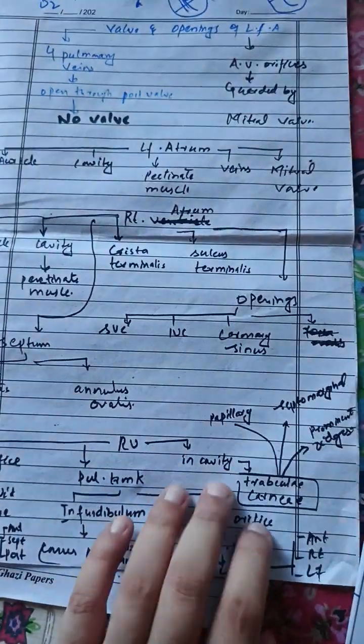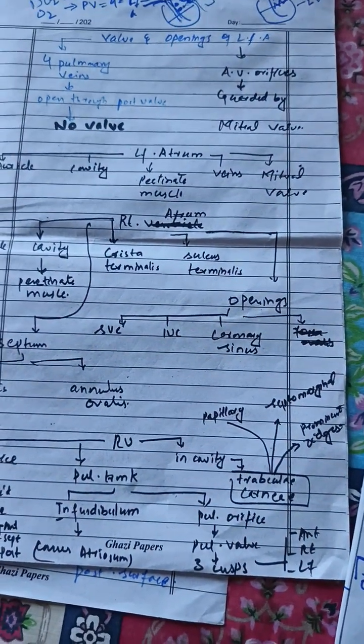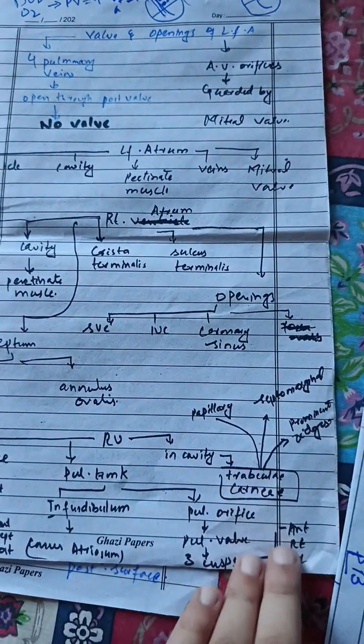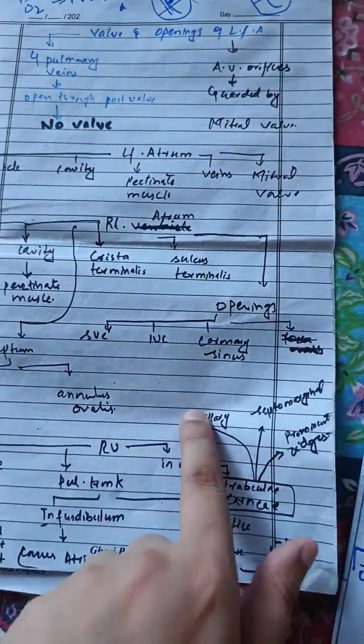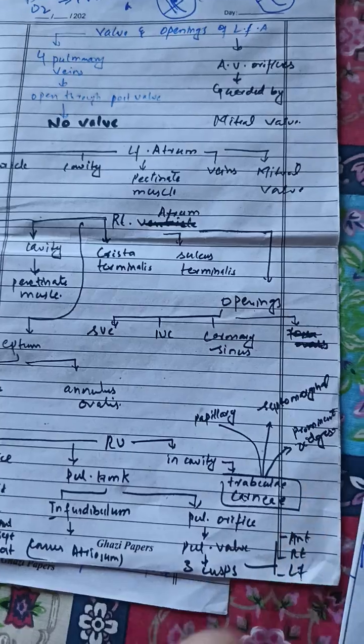And we have discussed that there are some muscle ridges in the cavity of the right ventricle, and these are called trabeculae, and these trabeculae are basically of three types: the papillary muscle, the septomarginal muscle, and the prominent ridges. And now we are going to discuss the anatomy of the left ventricle.